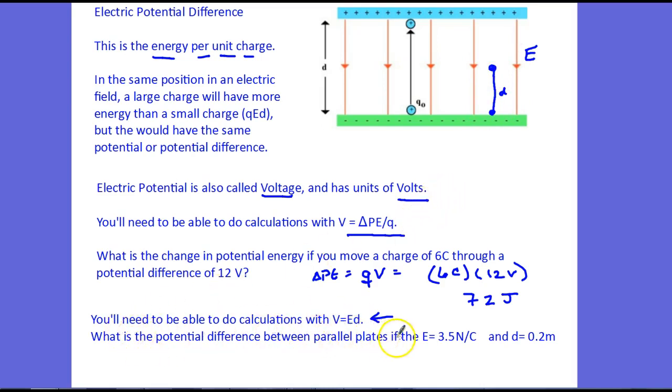What is the potential difference between parallel plates if E equals 3.5 newtons per coulomb and D is 0.2? So if V equals ED, and E is 3.5 newtons per coulomb and D is 0.2, then you get 0.7 volts.